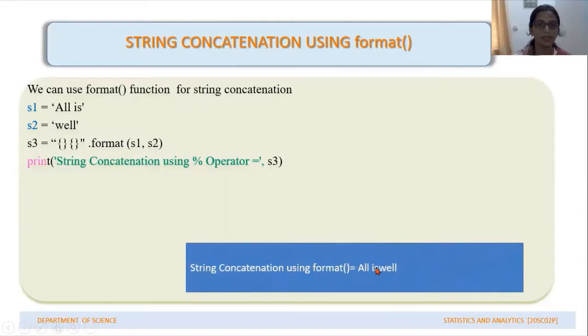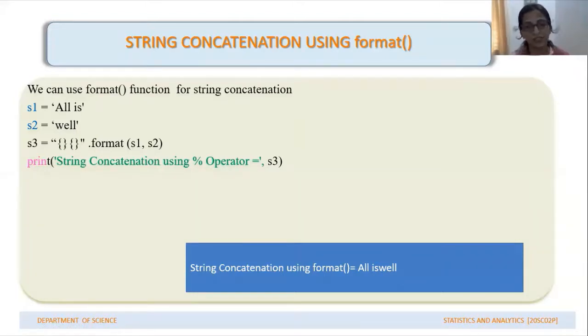Now as you can see, all is the first string I entered, then well is the second string I took. There is no space between the first string and the second string, because I have left no space between the flower brackets. If you leave some space between the pair of these flower brackets, then in your result also there will be space in between the words.